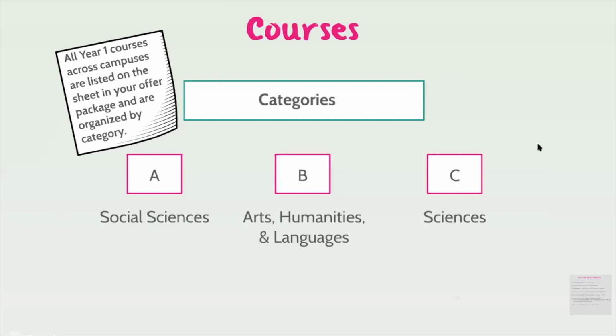So you'll see when you're looking at that sheet that social sciences are things like sociology, psychology, political science. Arts, humanities, and languages could be things like English, French, writing, philosophy, and then sciences would be like chemistry, biology, math, anything like that. And every single course at the university falls into one of these three. And as part of your degree requirements, you are required to complete 1.0 of each of the three categories before you graduate.